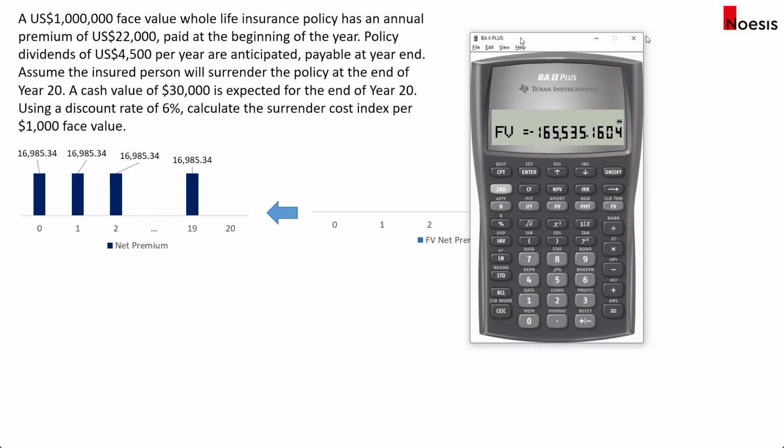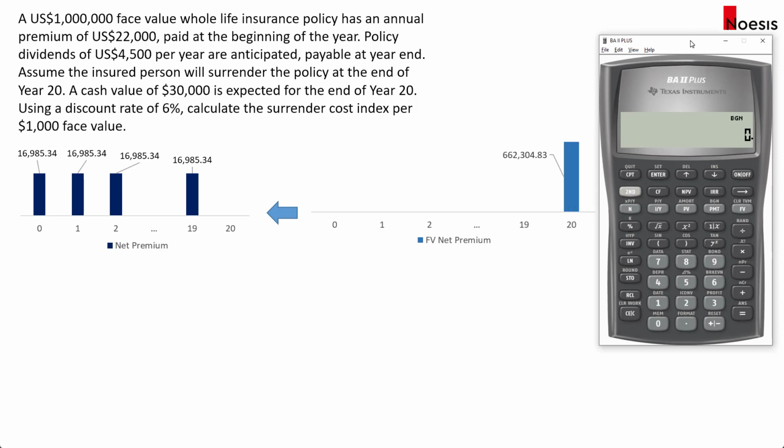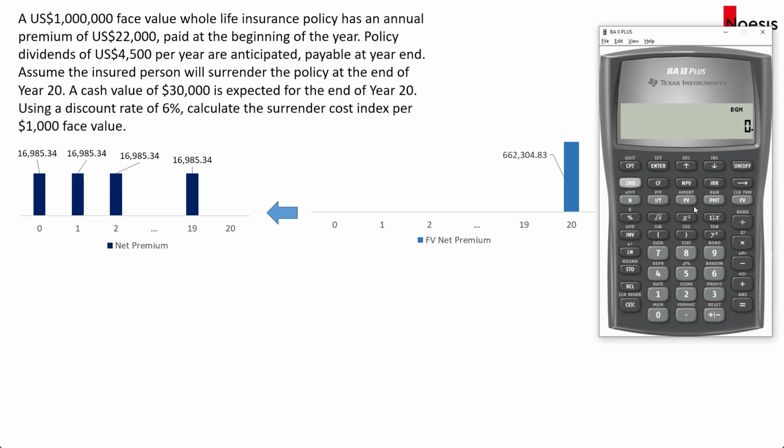So in this case, if we take the future value, which is 662,304.83 as our future value, okay, and we will change this to the BGN mode, okay, and the rest are the same. So PV is still 0, so we'll then compute the PMT, so that's 16,985.34. Okay, so that's the yearly premium after netting it off with the dividends and the cash value.